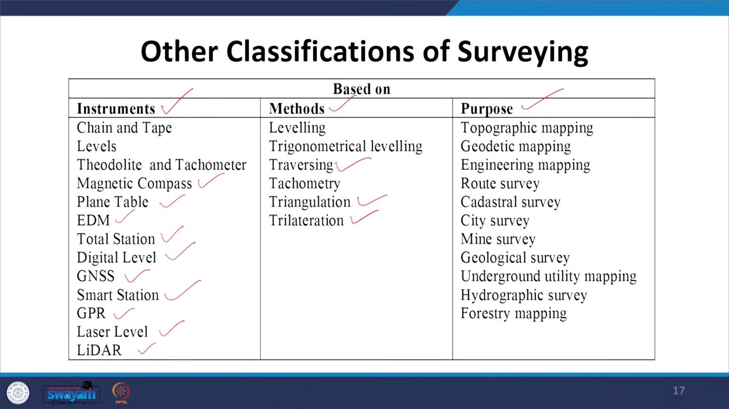As I told you, we are preparing different kinds of maps for different purposes. Whether our purpose is to prepare engineering maps, topographical maps, or we are doing geodetic mapping, or we are simply preparing maps for route survey, whether it is a route for a road or rail or maybe a canal system, or we are doing mine survey, geological survey, underground utility mapping. Depending upon the purpose, hydrographic survey for example is an altogether different concept from land surveying. So, depending upon the purpose, the classification of surveying has been done.